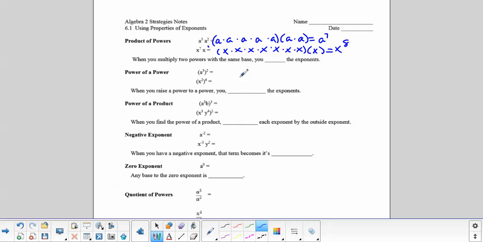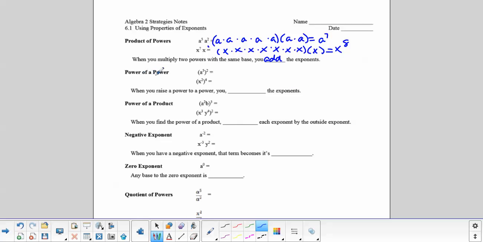So you can see when you multiply two powers with the same base, you end up actually adding the exponents. A to the 5th times a squared, when you map it all out, you see you get a to the 7th, and 5 plus 2 is 7. So that's the rule. When you multiply, you add exponents.